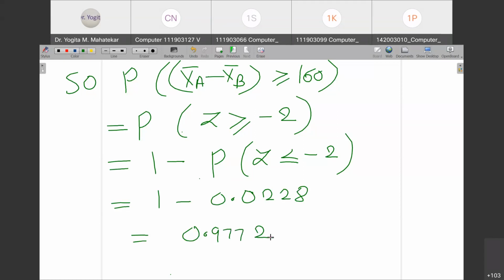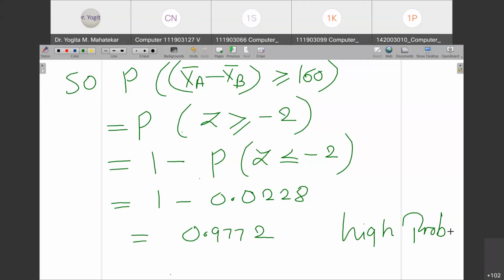So the probability that the mean lifetime of brand A bulbs is at least 160 hours more than brand B bulbs is 0.97727. So it's a high probability, 97%. Near about 98% of brand A bulbs will have their lifetime 160 more than the brand B bulbs.